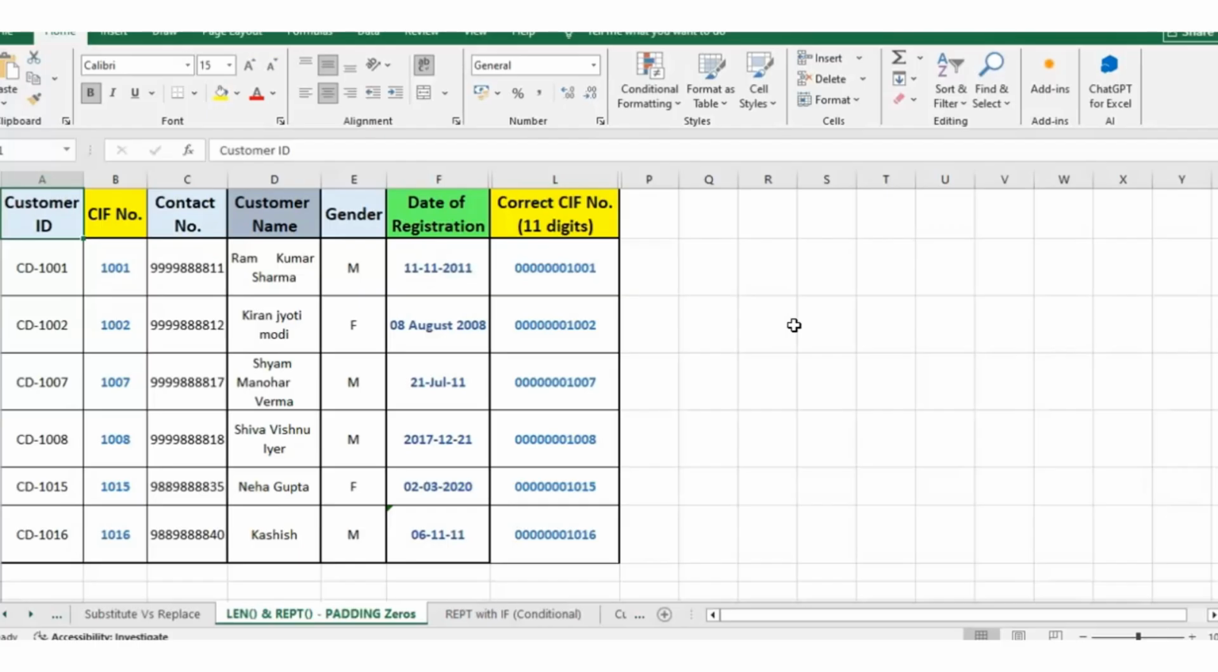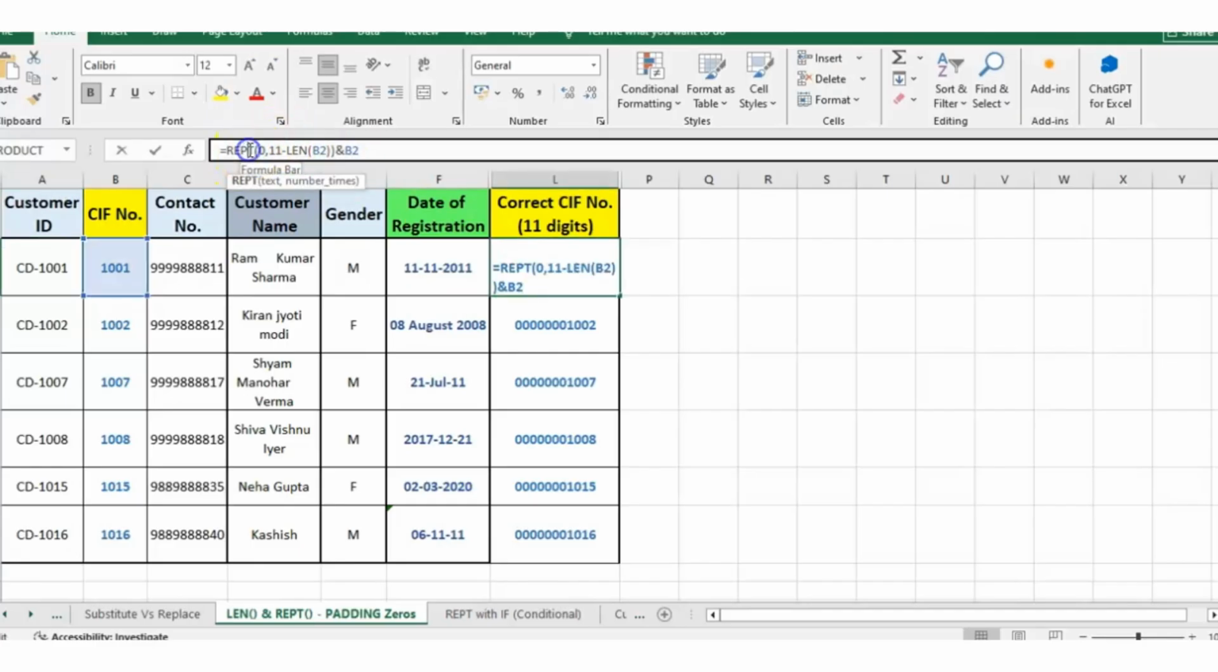Now how to make this dynamic with the help of a formula? Select the cell L2 and double click to see the formula that has been applied. We can see here that in the formula there are two functions which are getting used. The first function is repeat and the second function is length. The output from this repeat function is concatenated with the value present in B2, which is our existing CIF number. So let us understand the highlighted part of the formula first.